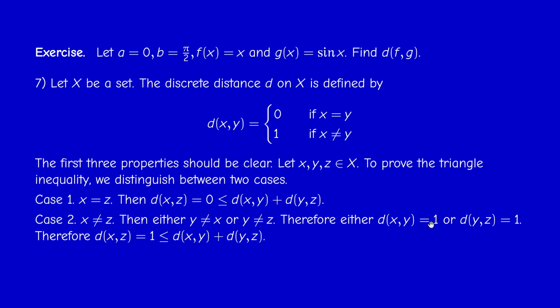And now, if one of these two is 1, the sum is bigger or equal than 1 because they are non-negative. We encountered this idea before. If this is equal to 1, since this is non-negative, the sum is bigger or equal than 1, and vice versa. So the distance between X and Z is 1, and the sum is bigger or equal than 1, so we have the triangle inequality in this case.